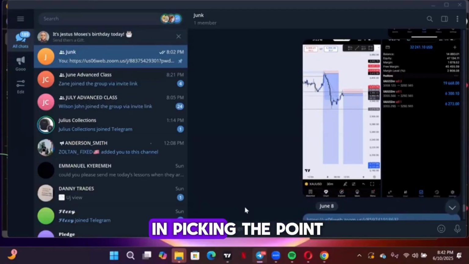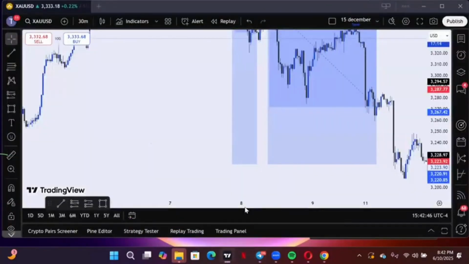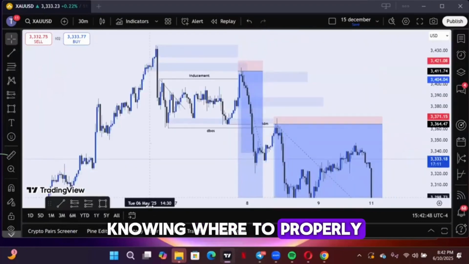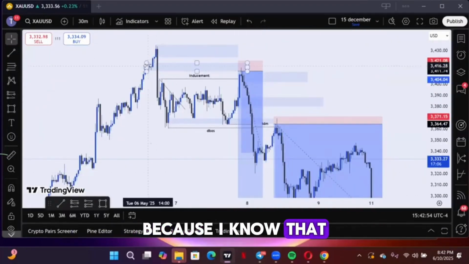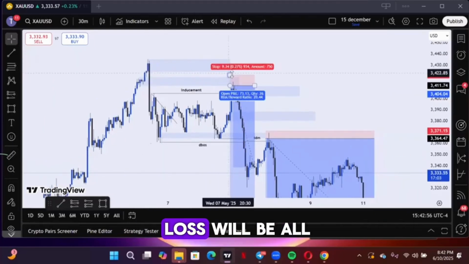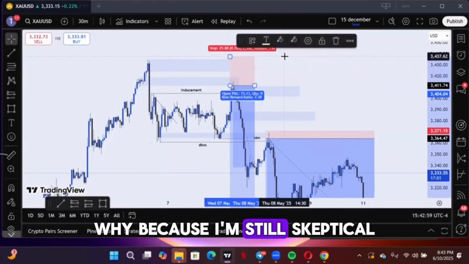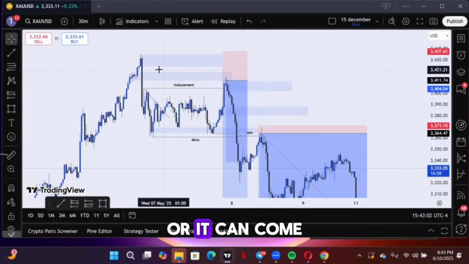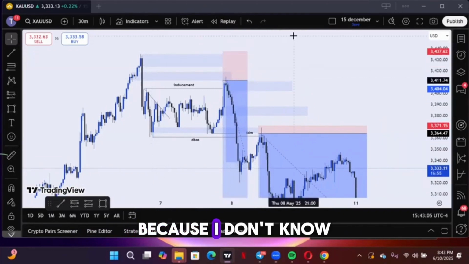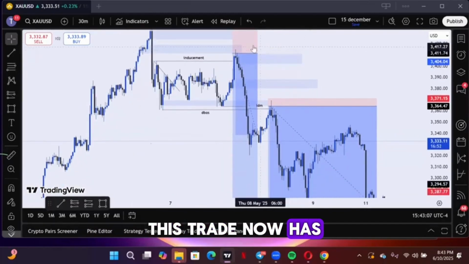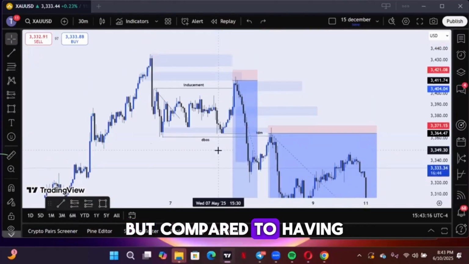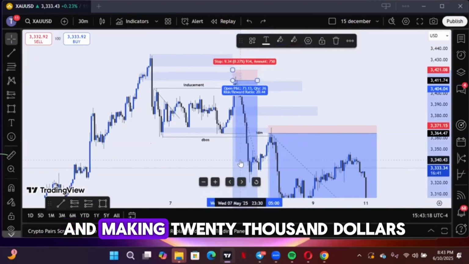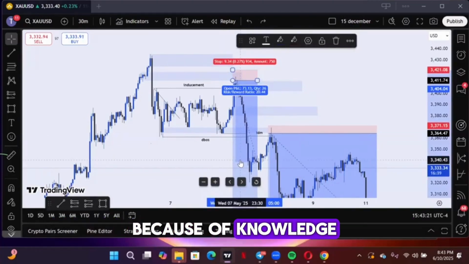So using these rules in picking the point of interest, I was able to maneuver my way around the charts, knowing where to properly place. Because now imagine if I had no knowledge of these rules, I would be skeptical because I know that there's a POI here and another one here. So probably my stop loss will be all the way up here. Why? Because I'm still skeptical whether the market can come here and react or it can come here and react. I'm not sure because I don't know those rules. So because of that, this trade now has become what? A 1:7 risk to reward ratio. And even if it risks $1,000, it would have made $7,000. Very, very decent. Do you understand? But compared to having that knowledge and then risking $1,000 and making $20,000, that's $13,000 extra because of knowledge.